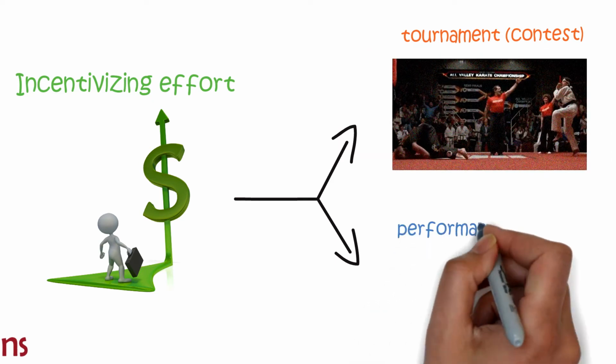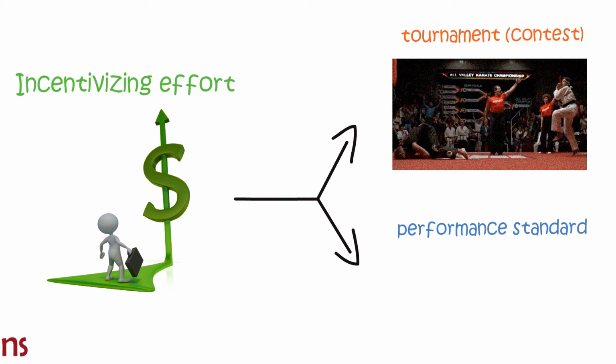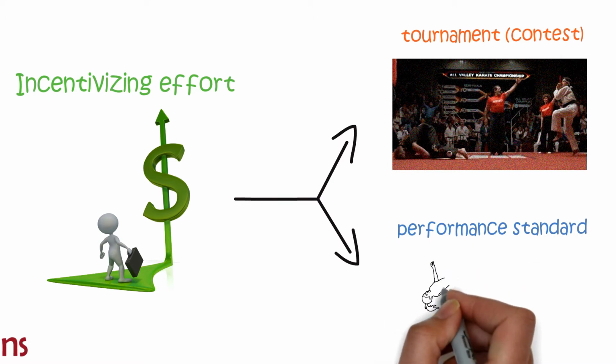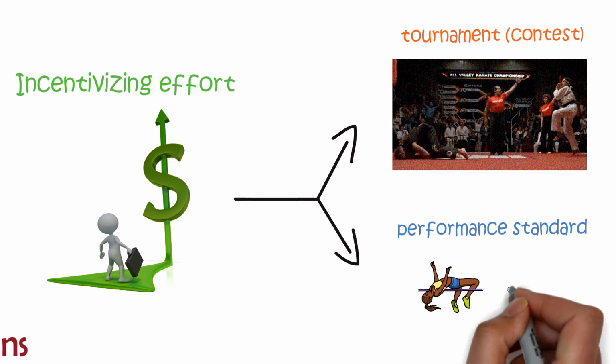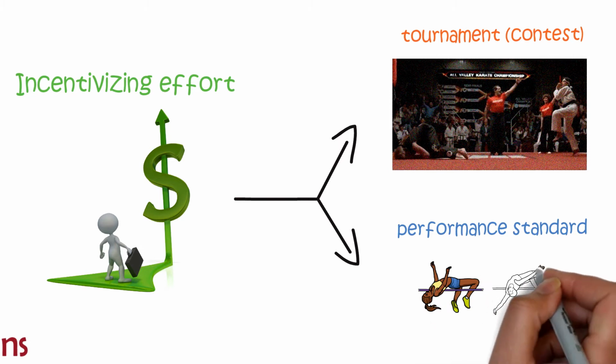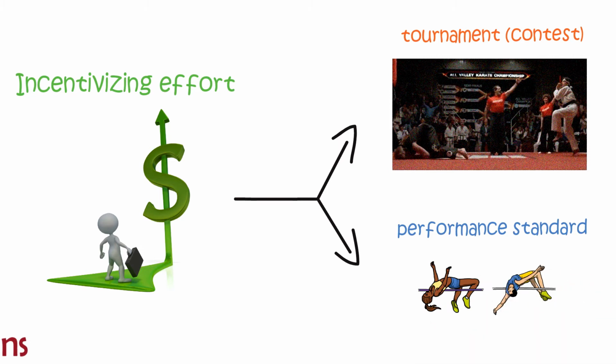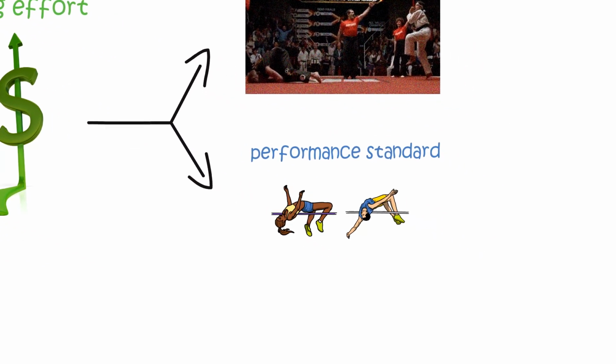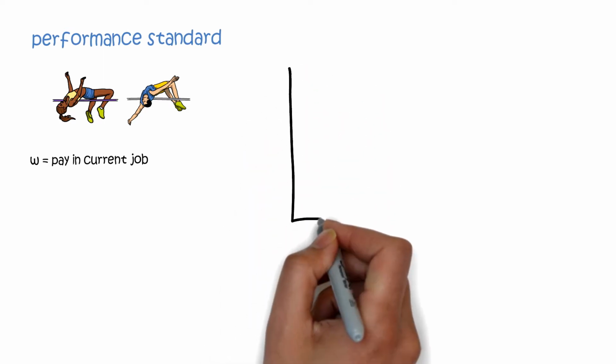The other promotes based on a performance standard. Everyone who meets some performance threshold, that is, clears some bar, is promoted. We'll analyze the incentive effects of this second type in this video, and then analyzing tournaments will be the focus of a class lecture. To model the incentive effects of promotion via performance standard, consider an employee who is currently paid W independent of effort and doesn't see a chance of being promoted.